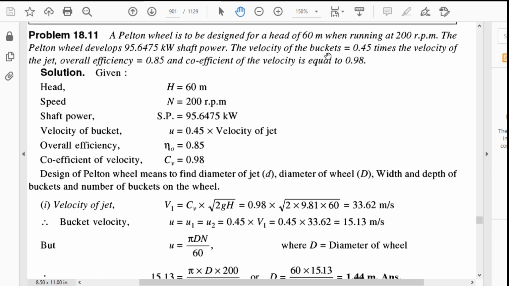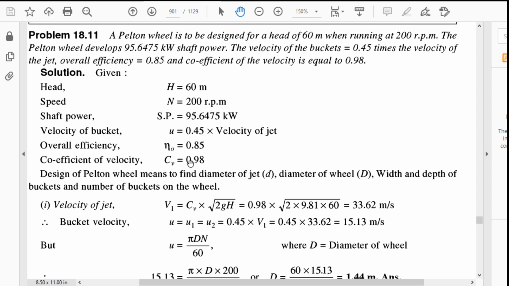Also the velocity of buckets, that is U, is given as 0.45 times the velocity of jet. That means U equals 0.45 times V. Also eta O is given as 0.85, and the coefficient of velocity, that is CV, equals 0.98.